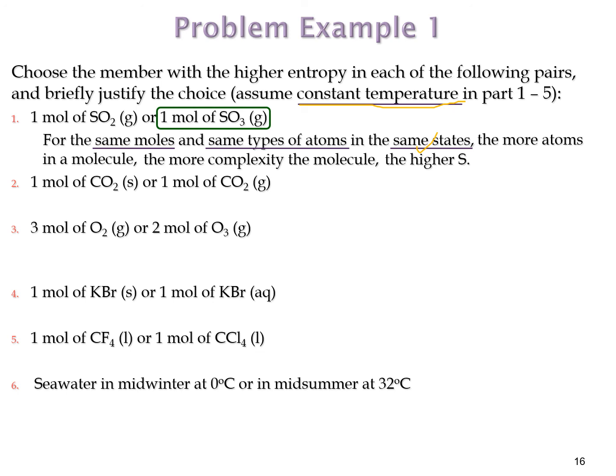In our second question, we have 1 mole of carbon dioxide in solid and 1 mole of carbon dioxide in gas. The one in the gas, of course, definitely has higher entropy. There's no doubt. So third question, 3 moles of oxygen versus 2 moles of ozone, O3. That's interesting because when we look at this question, they all have the same number of oxygen atoms, right? 6 oxygen atoms, 6 oxygen atoms.